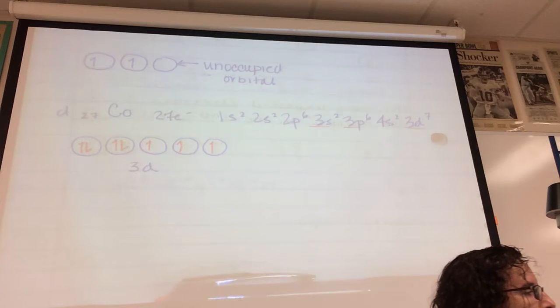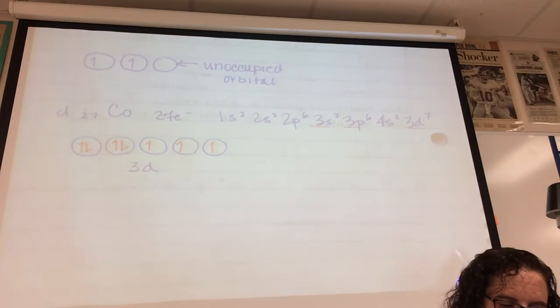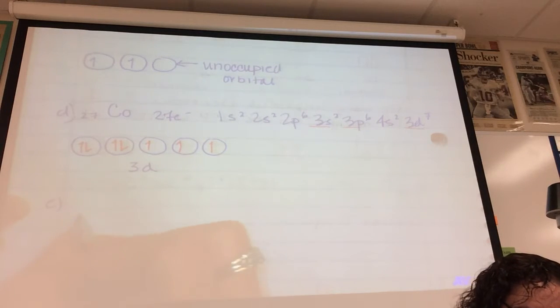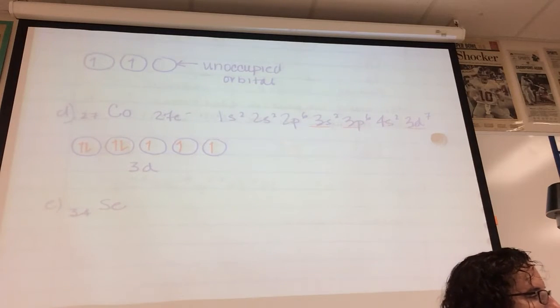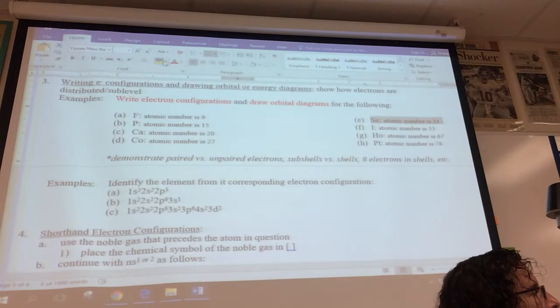I would like you to try E, which is selenium with an atomic number of 34. And that will be on the screen highlighted in green.